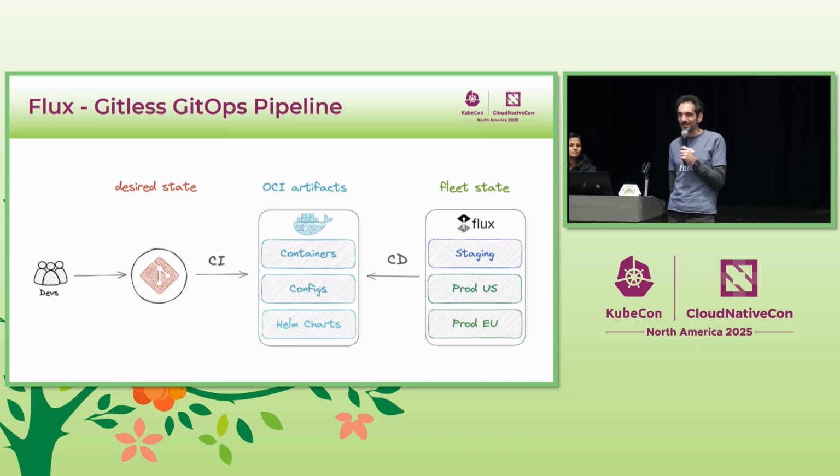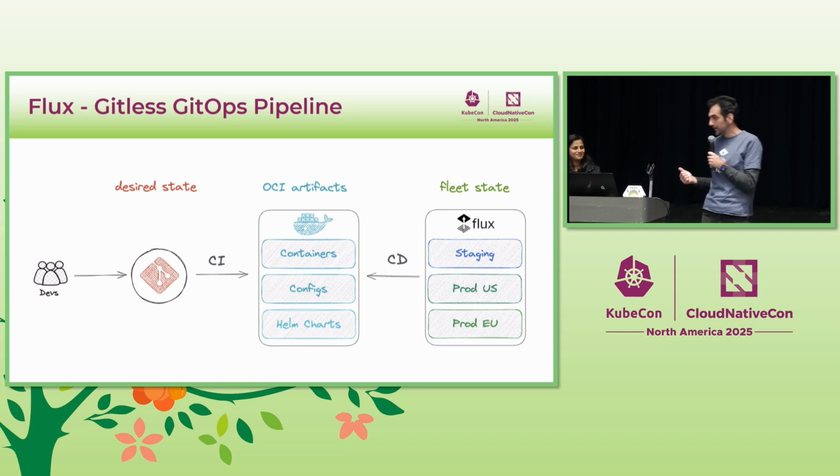GitLess GitOps approach if you can, because first, it simplifies the way you sign and verify everything in your infrastructure, right? Once you push all these configurations, Helm charts, and so on to the container registry, being OCI artifacts, you can use the same tooling for signing and verifying. And Flux integrates with cosign and with notation, Notary notation.